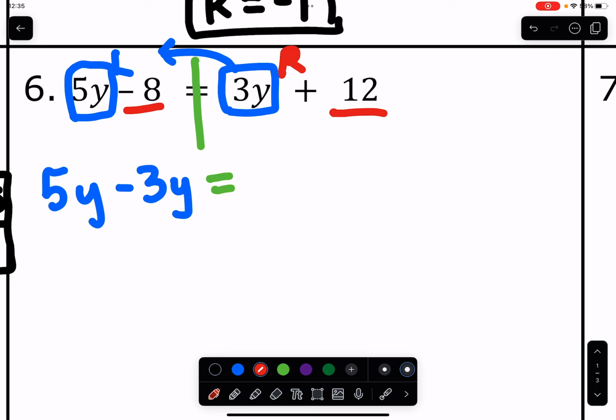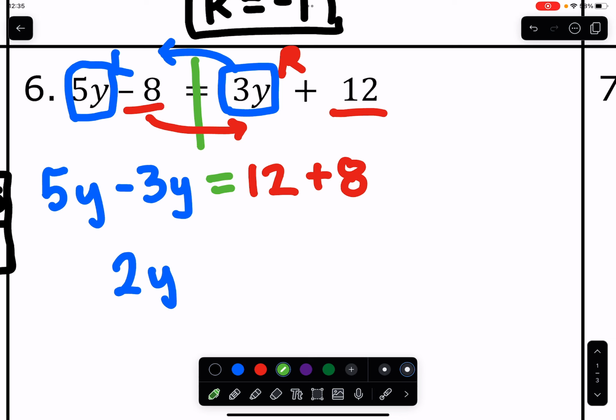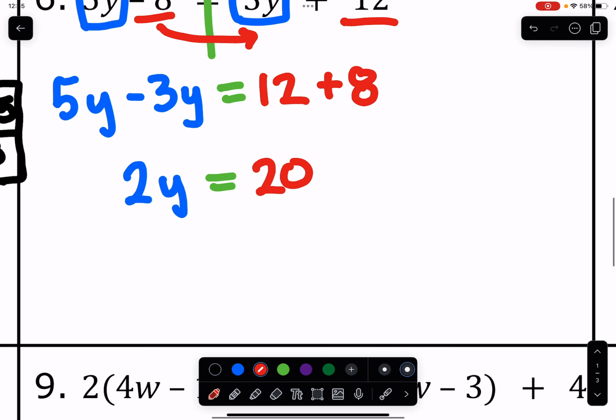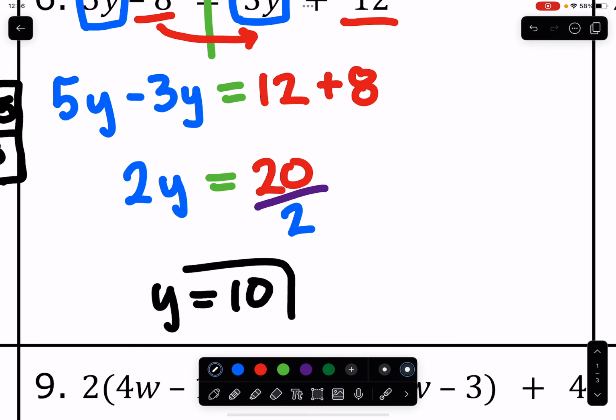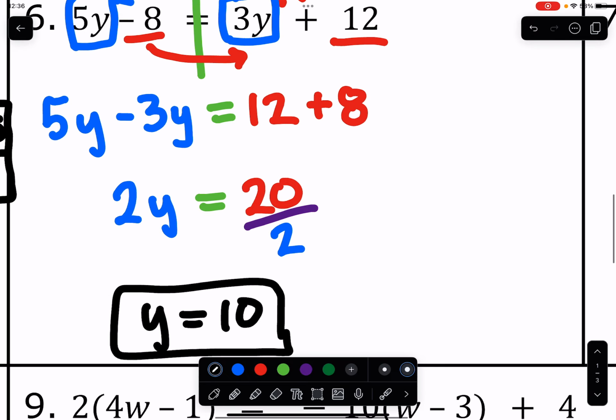And then the same thing with the constants. Since 12 is already on the right side of that equal sign, all I have to do now is move the 8 to the other side, making it a positive 8. And now we can combine the two sides. So combining the two blue numbers, we end up with 2y equals, combining the two red numbers, that's 20. And now all that's left to do is to divide that 20 by the 2. So y equals 10. And there's your solution.